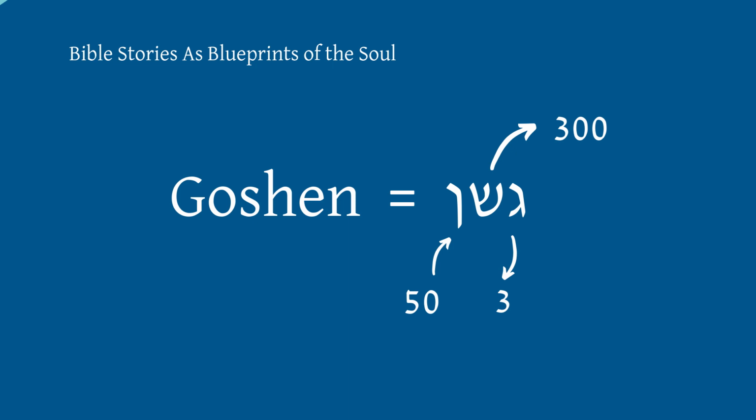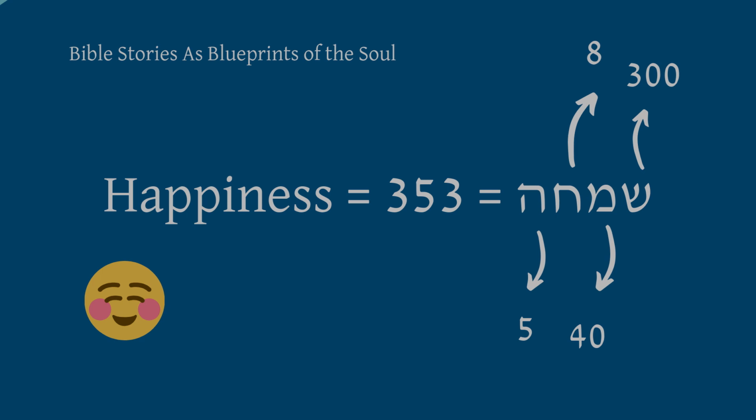A friend and student of Rabbi Moshe Chaim Luzzatto, Rabbi Moshe David Valli, lived in Italy in the 17th century. He was also a doctor. He wrote the following secret. He said that the value of the word Goshen is 353, like the word happiness in Hebrew, simcha. Simcha. Shin, mem, chet, he. Simcha. Happiness.